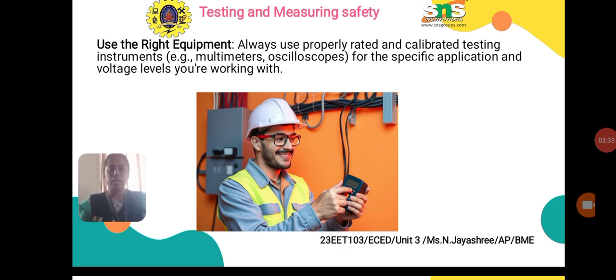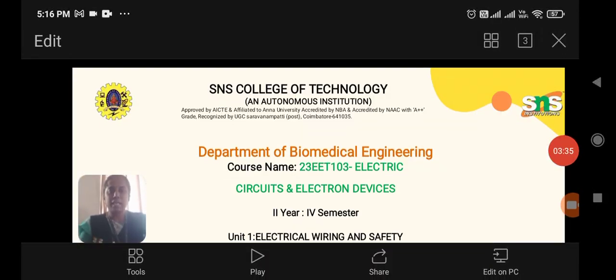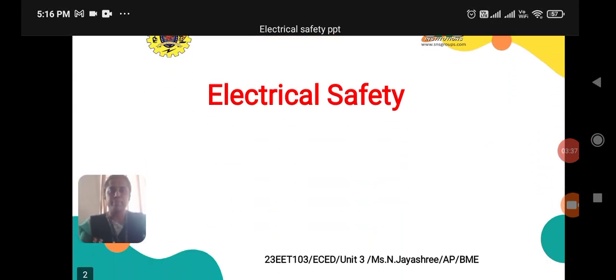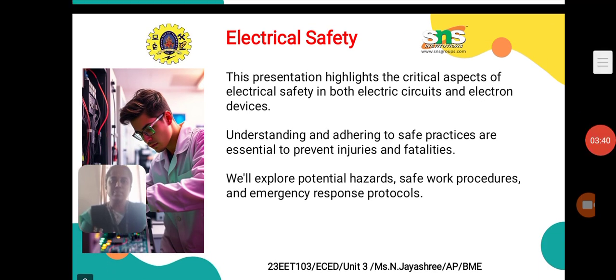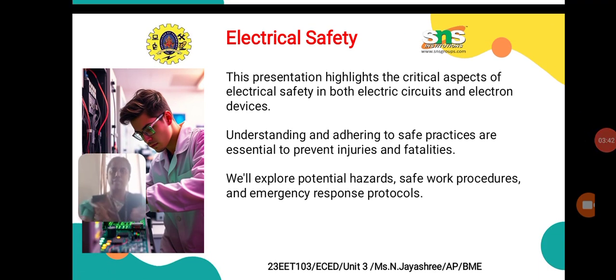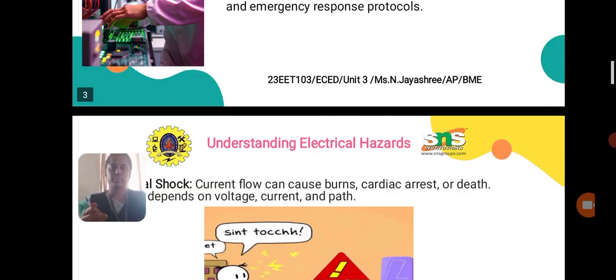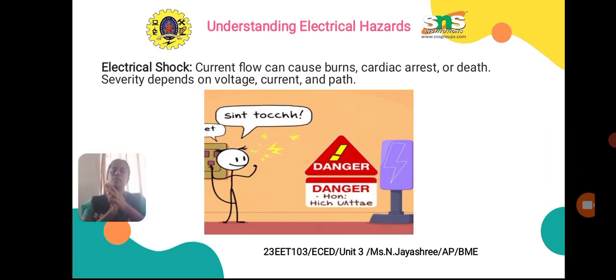Let us revise again what we mean by electrical safety. This presentation highlights the critical aspects of electrical safety in both electric circuits and electron devices. Understanding and adhering to safety practices are essential to prevent injuries and fatalities. We explore potential hazards, safe work procedures and emergency response protocols. Current flow can cause burns, cardiac arrest or death, and severity depends on voltage, current and path.